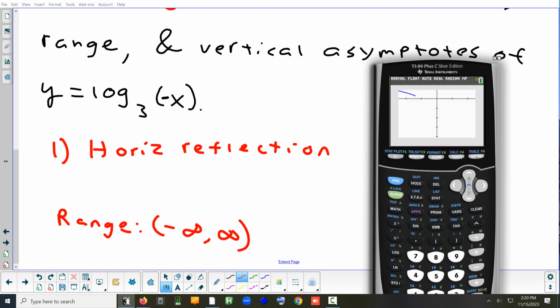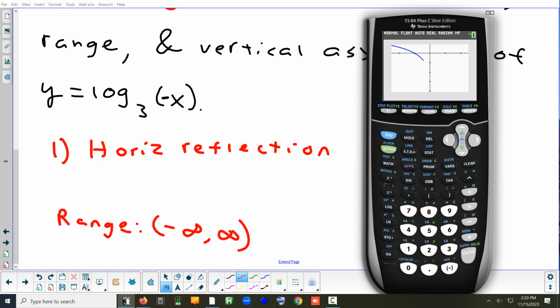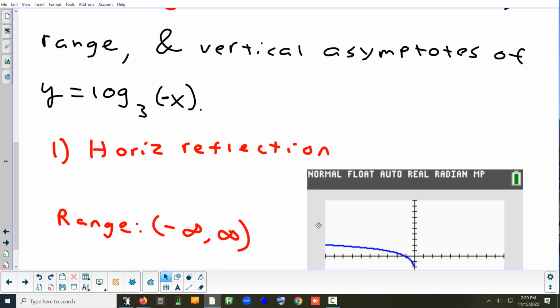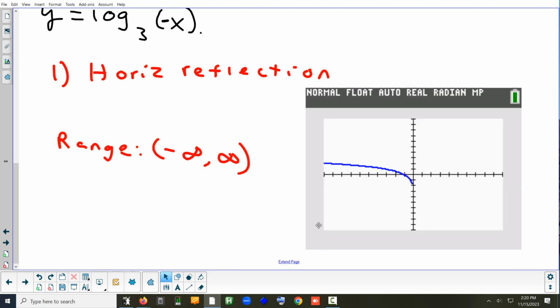I should zoom out though. So let's do zoom 6. Remember, it's not going to do a great job of really showing what's going on. How do I need to fix that graph so it actually shows what it really looks like? Just add the asymptote right here. Remember, it gets closer and closer to the y-axis. It never touches it. It just gets close to it.